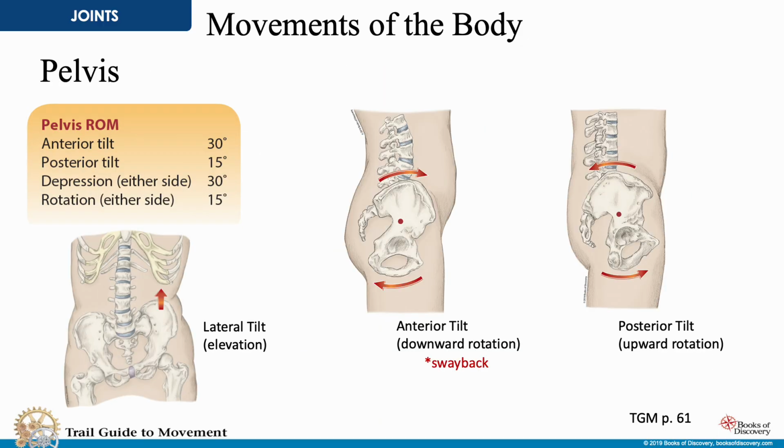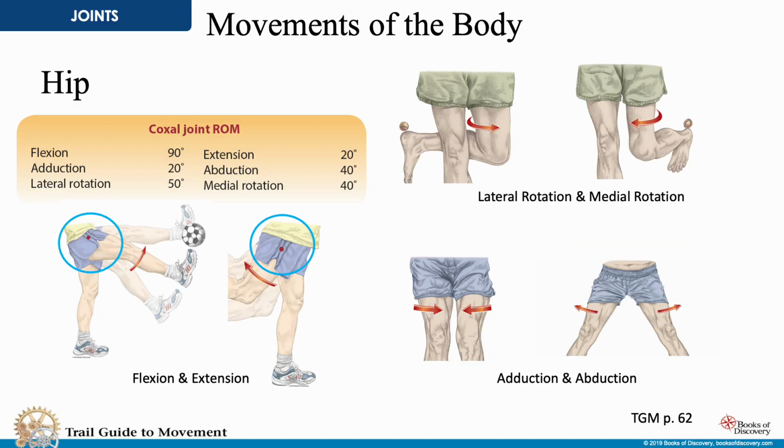Mandible movements include depression and elevation, lateral deviation, protraction and retraction, and these are their range of motion. Pelvis movements include lateral tilt or elevation, anterior tilt, downward rotation, and posterior tilt, upward rotation. Hip movements and their range of motion degrees with lateral rotation and medial rotation, flexion and extension, adduction and abduction.